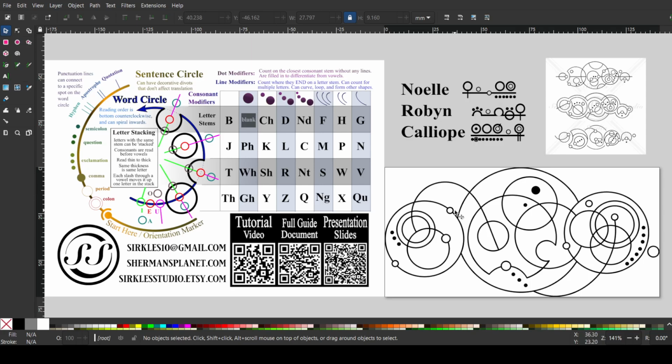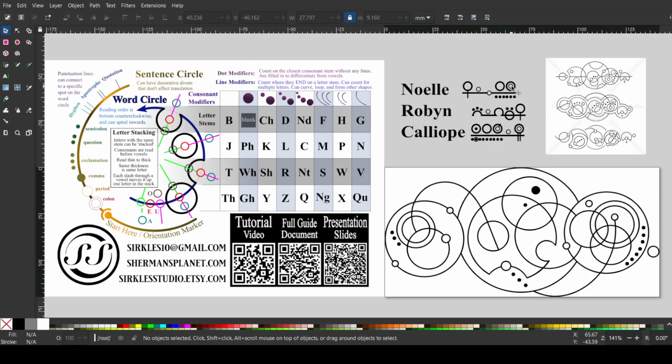Anyway, N-O, and then we have an E on the line of the word circle, and then we have two L's, and we can stack double letters. So instead of doing two different L circles, we can just do one double L circle. 1, 2, 3 dots makes it an L. And then we have the E.